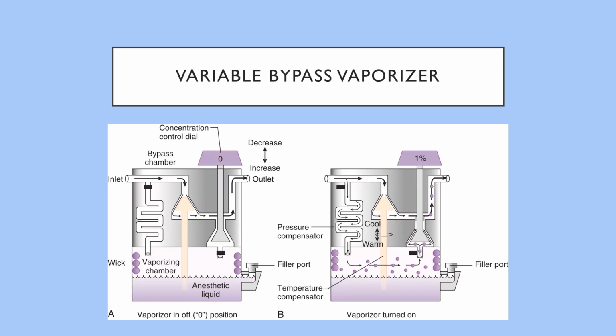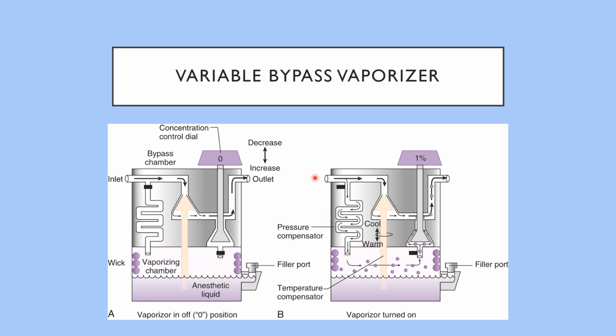The first type we will discuss is the variable bypass vaporizer. So the saturated vapor pressure of volatile anesthetics far exceeds the clinically useful concentrations. So that vapor pressure must be diluted to a safe and clinically relevant range. The variable bypass vaporizer accomplishes this by diverting or splitting the carrier gas.